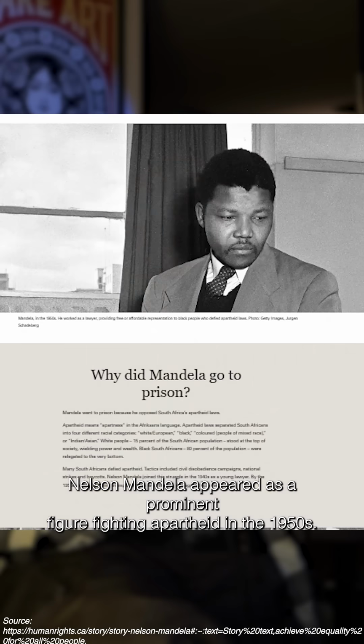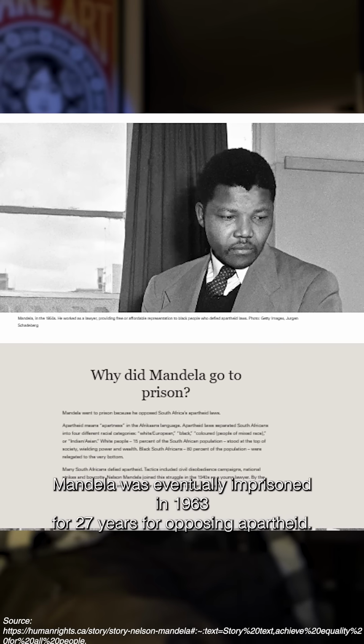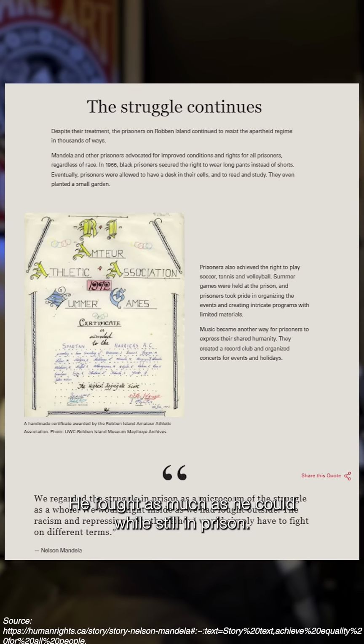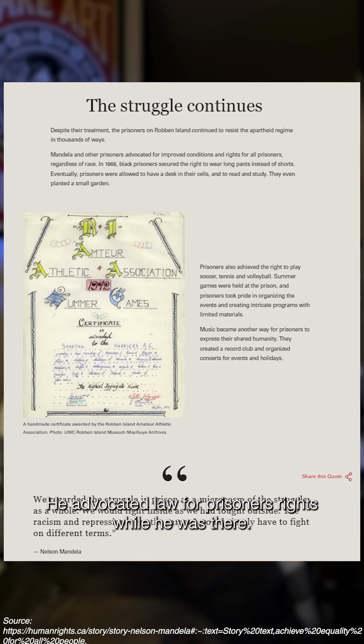Nelson Mandela appeared as a prominent figure fighting apartheid in the 1950s. Mandela was eventually imprisoned in 1963 for 27 years for opposing apartheid. He fought as much as he could while still in prison. He advocated a lot for prisoners' rights while he was there.